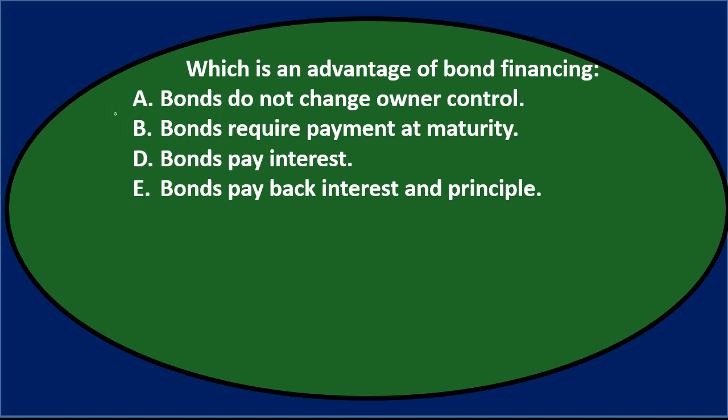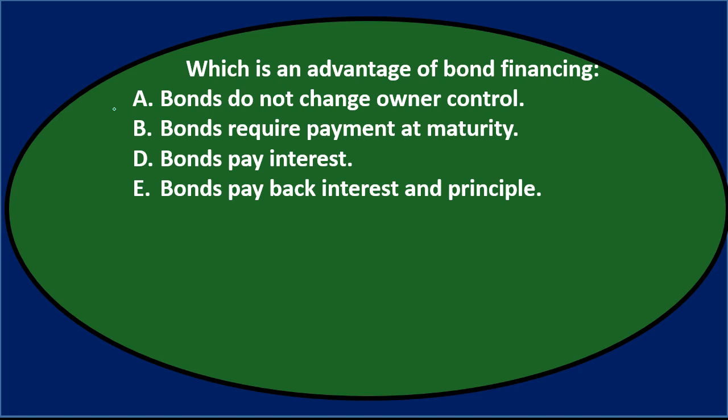A, bonds do not change owner control. And that's true because we issue bonds unlike stocks. That's what it's comparing to. That's what you've got to kind of just know. Like why would they even ask that? Well, because another way of financing like stocks does get cash, but it requires us to give up some control of the business. And then B says require payment at maturity.